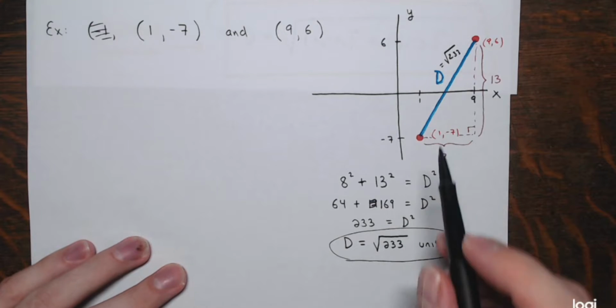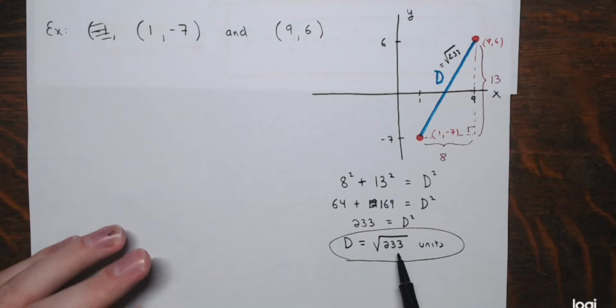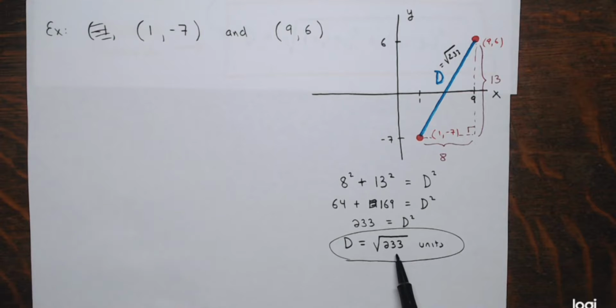You can punch this in a calculator and round your answer, but they don't want us to do that here. They want us to leave it in exact form. So this is the way I'm going to leave it. Now, if we can simplify this, we should.